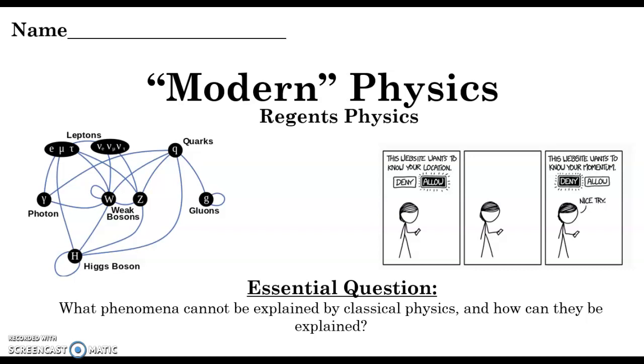So when you watch these videos, you should have this packet out with you. And it's all going to be about this essential question. What phenomena cannot be explained by classical physics and how can they be explained? Classical physics is the kind of stuff that we spend most of the year talking about, and this is about stuff that can't be explained by it. So it's not so well connected to the rest of it.